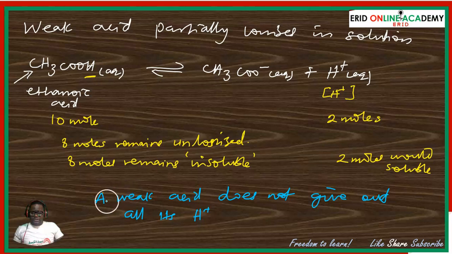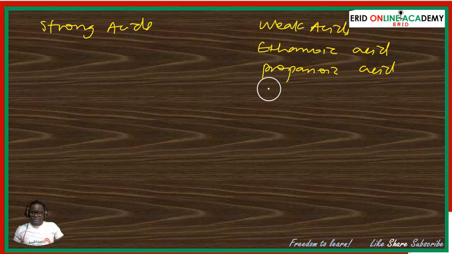partially ionizes. So you will need to be able to recognize examples of strong acid and weak acid. Most organic acids are weak acids. If you have to give an example of a weak acid, your organic acids: ethanoic acid, propanoic acid. These are organic acids. Your citric acid is a weak acid.